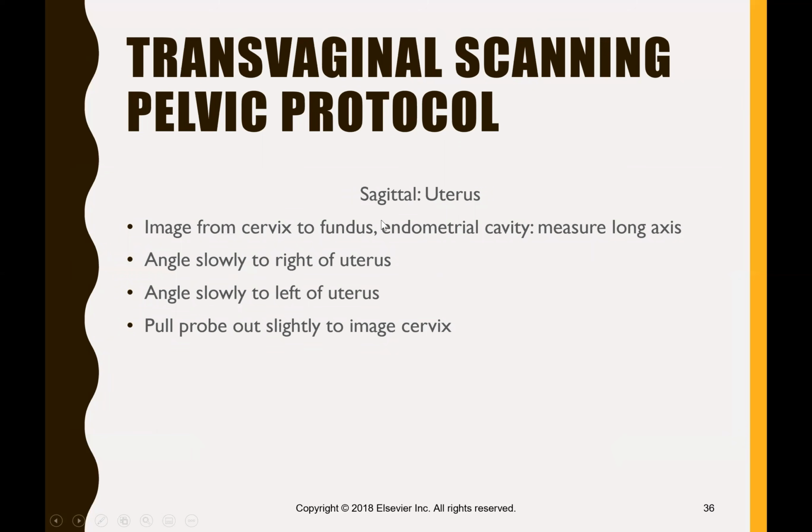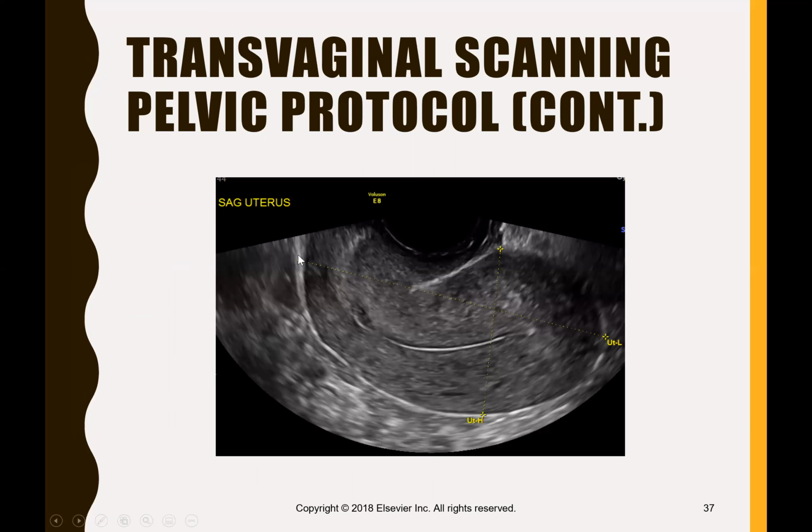So for a sagittal uterus, you're going to take images of the cervix and fundus, and then you'll slowly angle to the right and then slowly angle to the left and pull the probe out just a little bit to image the cervix. This is a retroverted uterus. So the cervix is going to be on your left-hand side of the screen and the fundus is going to be on the right, but yet you can still visualize it so well.